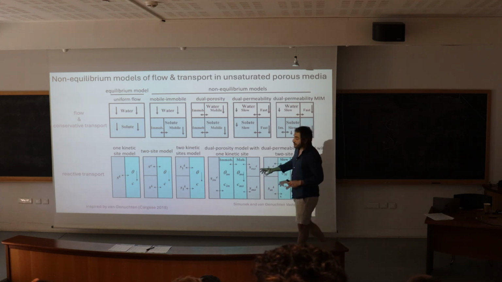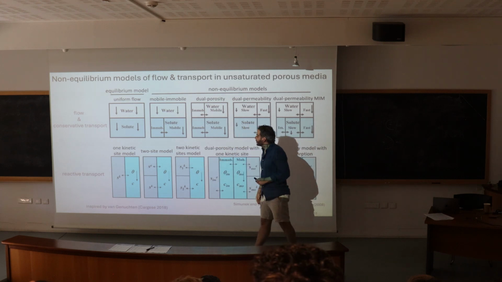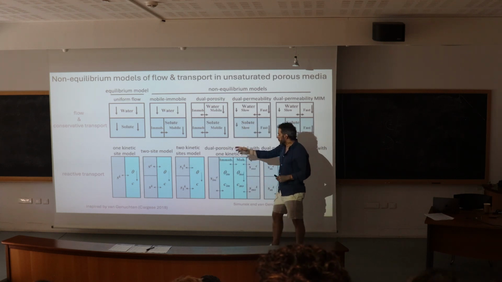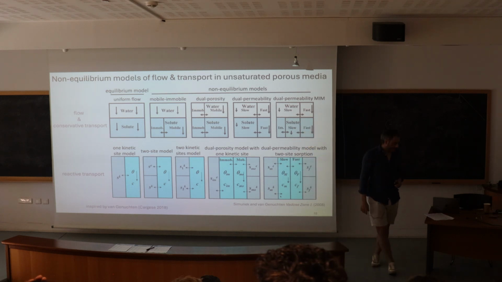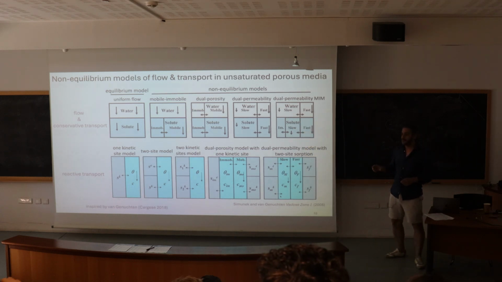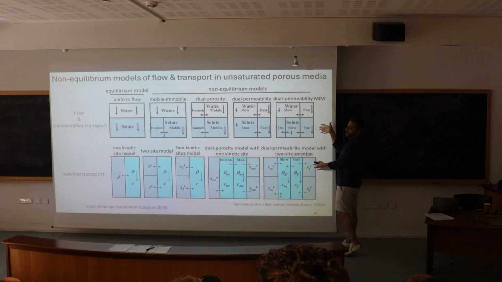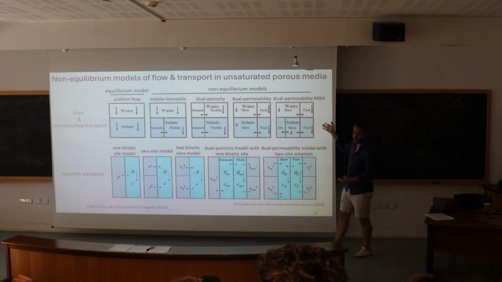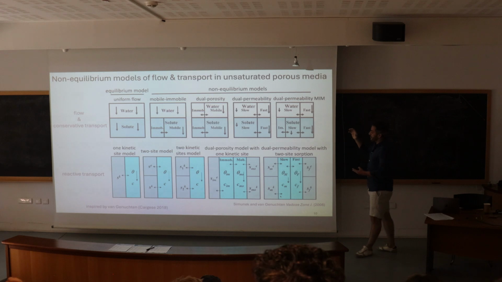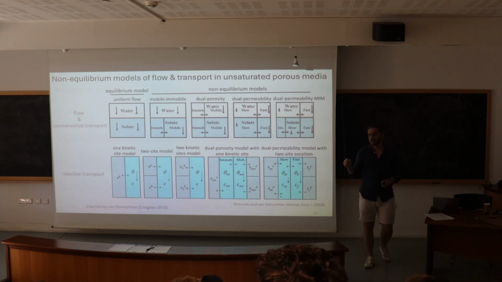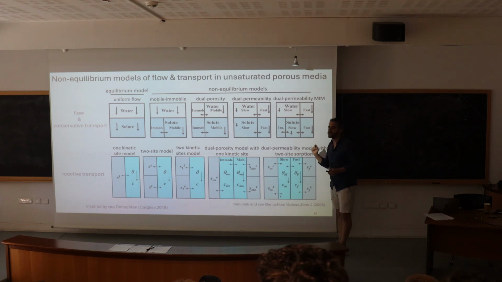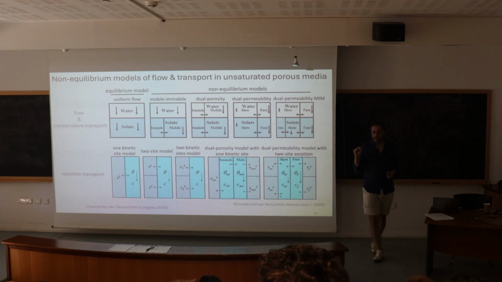And similar for reactive transport. One kinetic site model, but also two-site, two kinetic sites, dual porosity, and so on. You can increase the complexity a lot. Still, I show this only conceptually, because if I show the formulation for each of them, then we need 2 hours for that. Just to show you conceptually these models, but these models, unfortunately, fail to predict accurately the reactions that take place in the unsaturated zone.